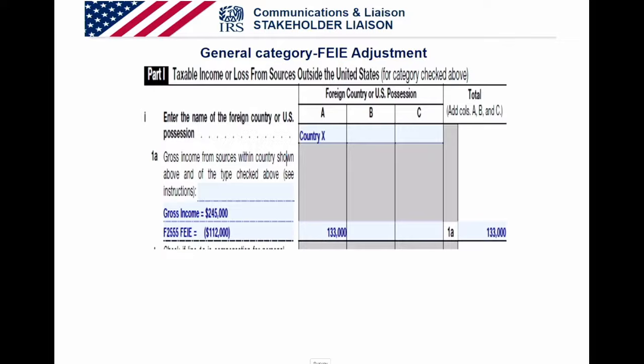This is the net number resulting from the difference between the foreign employment income of $245,000 less the $112,000 of foreign earned income exclusion. And some software may show the gross and the reduction for the foreign earned income exclusion to the left, but some software programs just show the net amount. So just be aware of the adjustment required here.